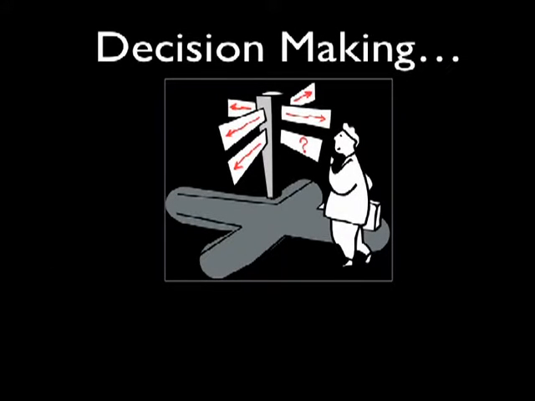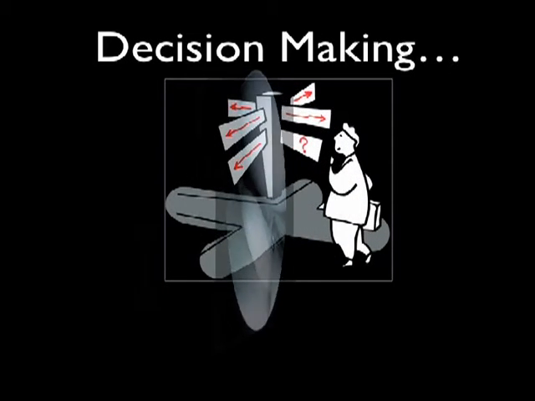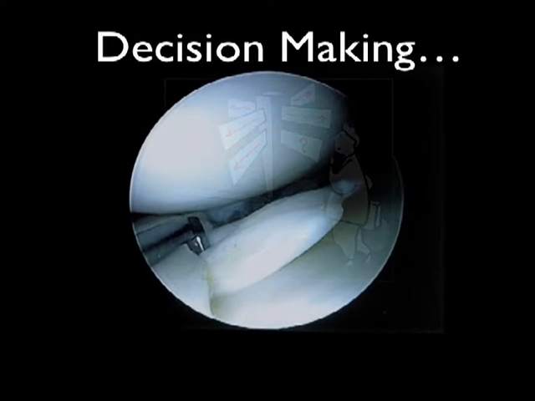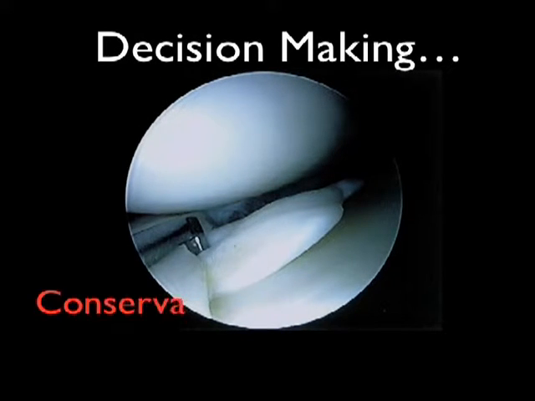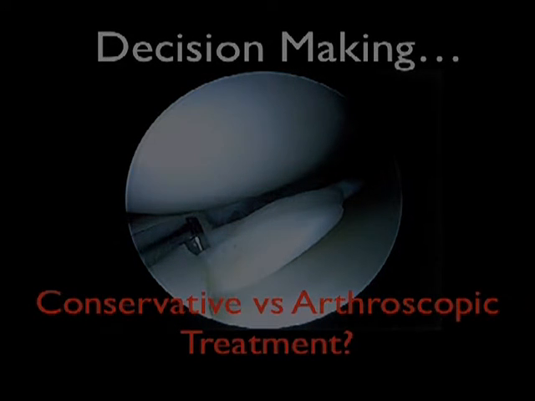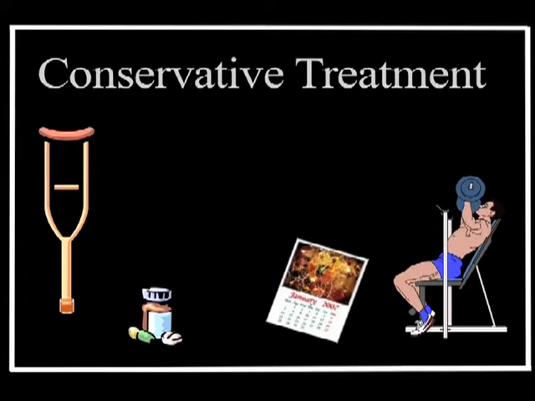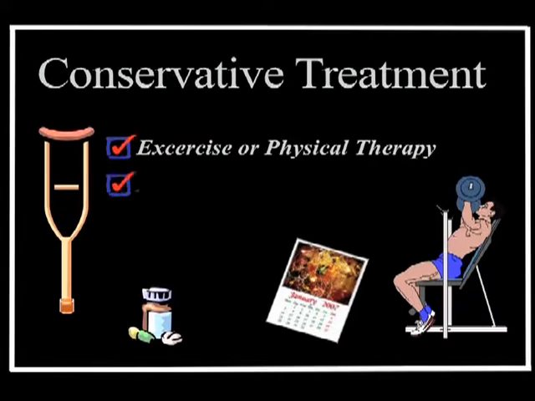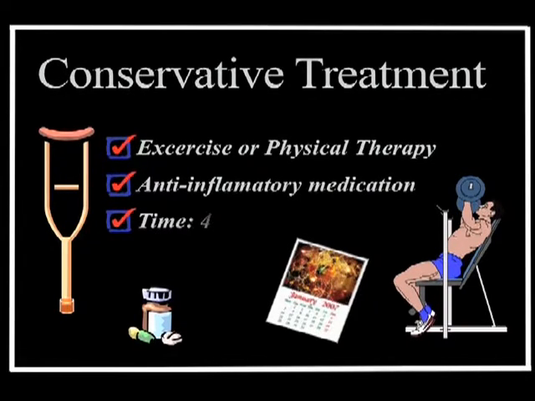Treatment choices include conservative care or arthroscopic meniscectomy. In this next section, I would like to review these options with you, as well as the success, recovery, and possible complications following arthroscopic surgery. Conservative treatment includes exercise or physical therapy, anti-inflammatory medication, and of course, time.